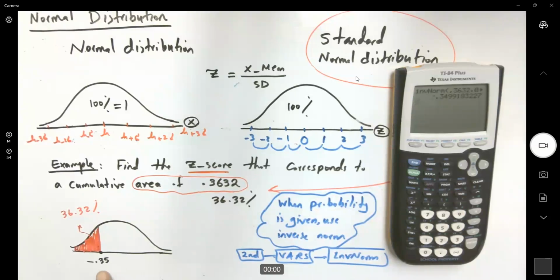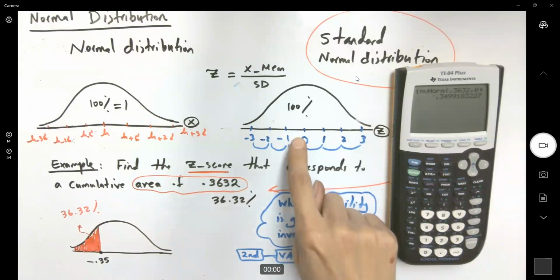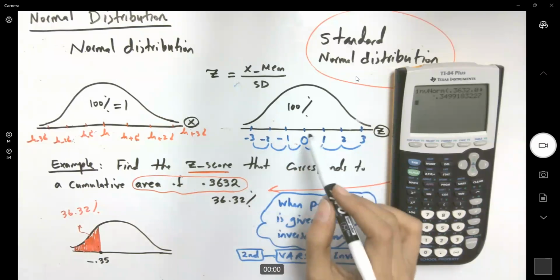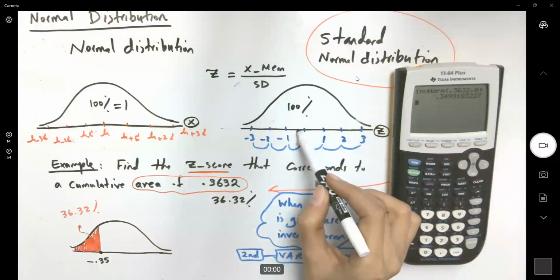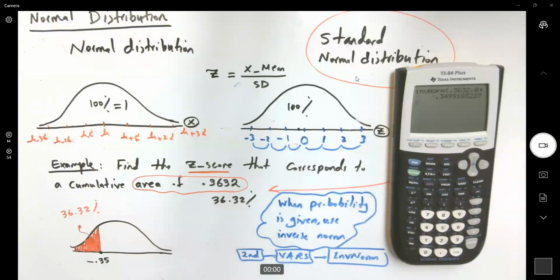I found my Z value associated to this area 36%. If you want to just take a look at this here, you have negative 0.35 is roughly here. So this is my, let's move it a little bit further here so it matches our area. Very good. We found the Z value.